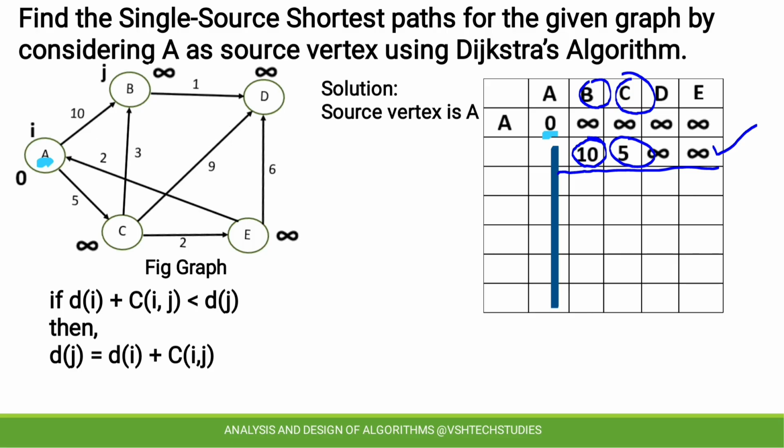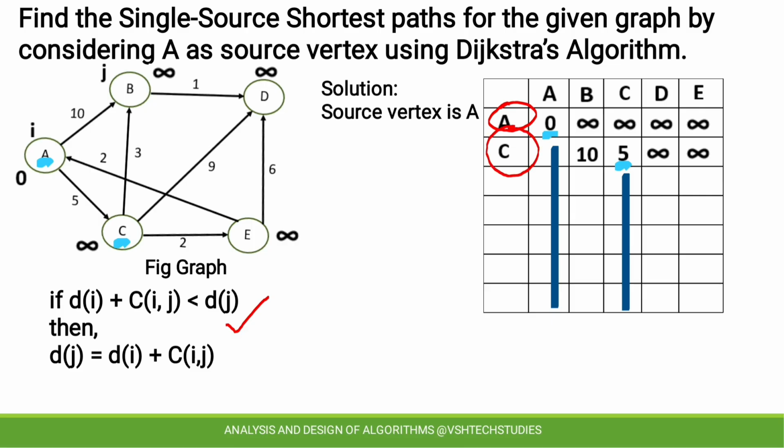Next, among these two, which is the minimum? So 5 is the minimum. So 5 is marked blue here. It is with respect to C. Hence in the graph also C is marked with blue. C is added to the visited node list. Then see that the step is over. Okay. So whatever steps we followed for A according to these lines of the algorithm, we have to repeat for the C node now.